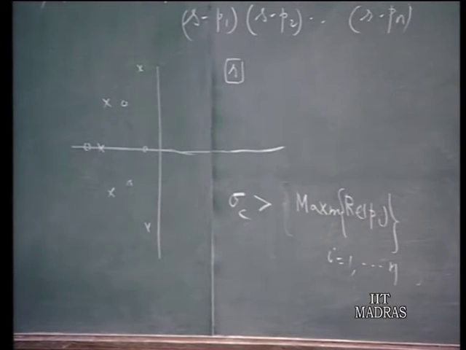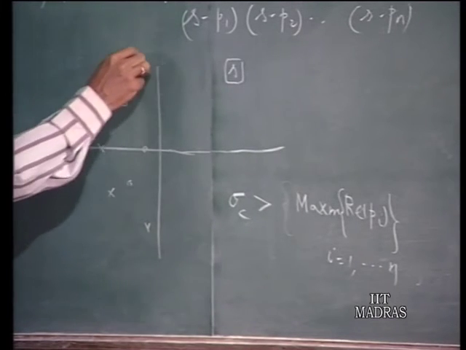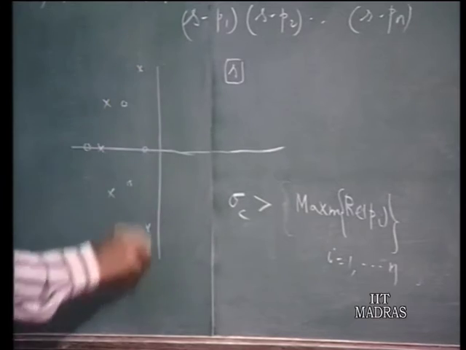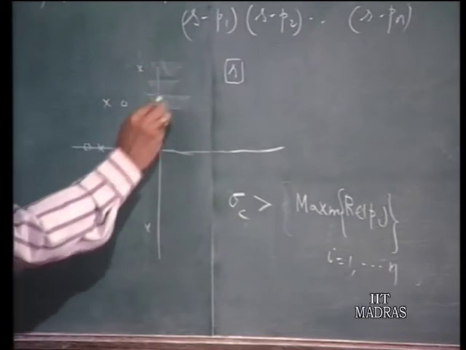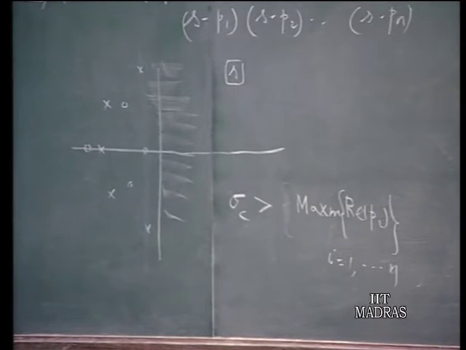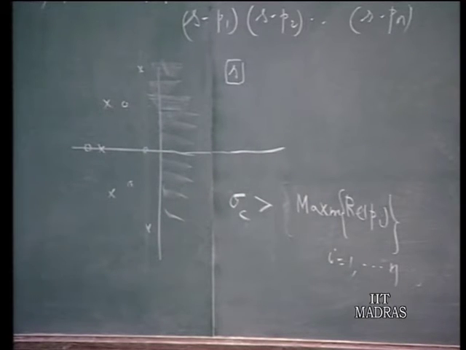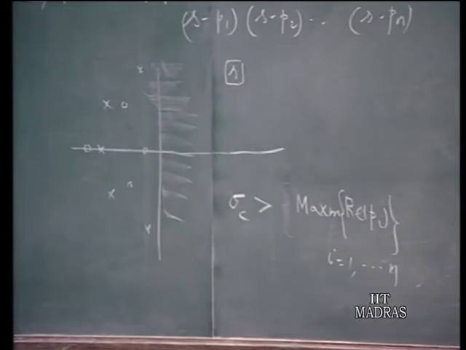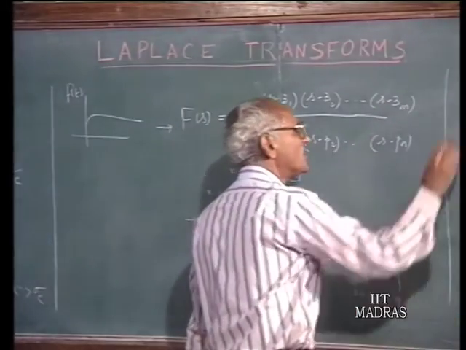That means the region of convergence starts from the rightmost pole. So if this is the rightmost pole, anything beyond that is the region of convergence. So the maximum value of the real part of the poles defines the region of convergence. And we have seen this in the case of simple functions like the unit step function, where sigma c is 0, the e to the power of minus 2t where sigma c is minus 2, and so on and so forth. That is what we have seen earlier. A few comments about the notation.